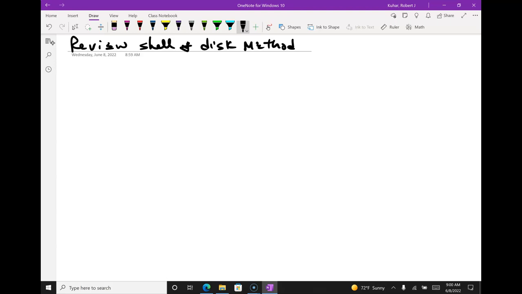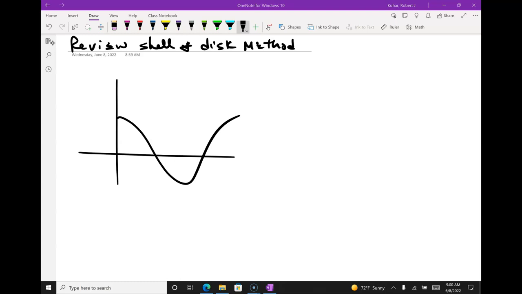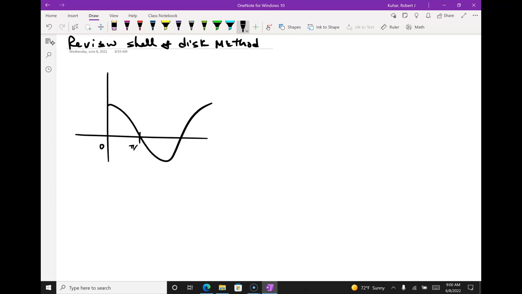Let me go to the textbook. Let me just do one I like to do first of all. That sounds even better. So let's take a look at our cosine curve, right? And let's take this particular piece from 0 to pi over 2. And let's rotate that about negative 1.